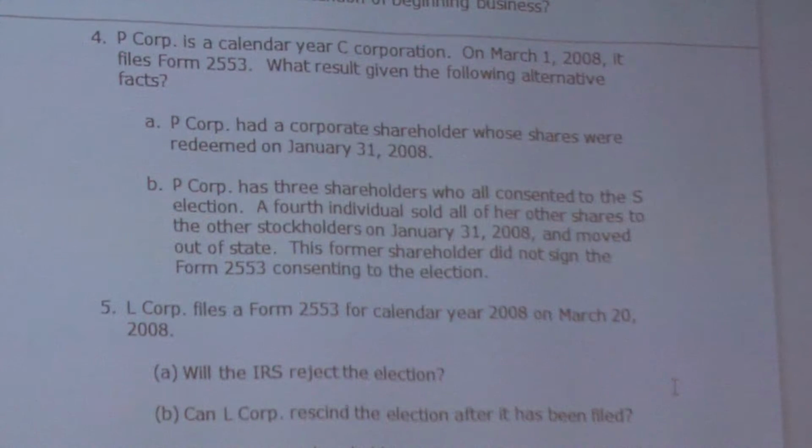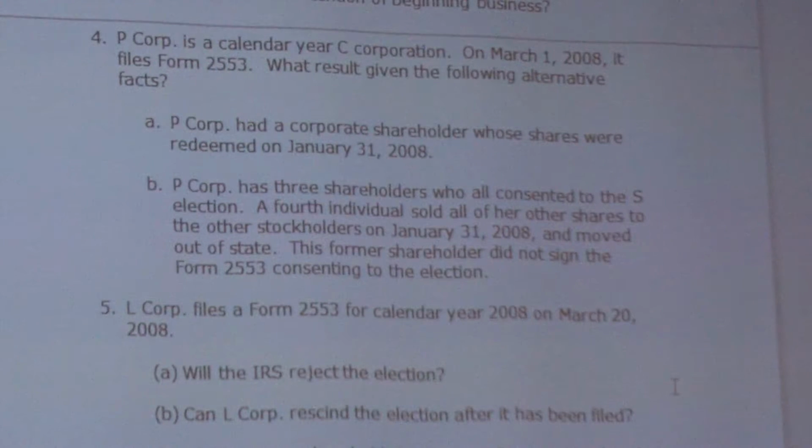File your election. Remember that if you make the election within the first 2 months and 15 days, it is retroactive to the beginning of the year. But there's a requirement there, right? The requirement is that for that entire period of time, you have to have been eligible to be an S corporation. If you're not eligible to be an S corporation during that entire period of time, you can't have it be retroactive. What happens is it carries forward until the next taxable year, January 1 of the following year in this case, or 2009.